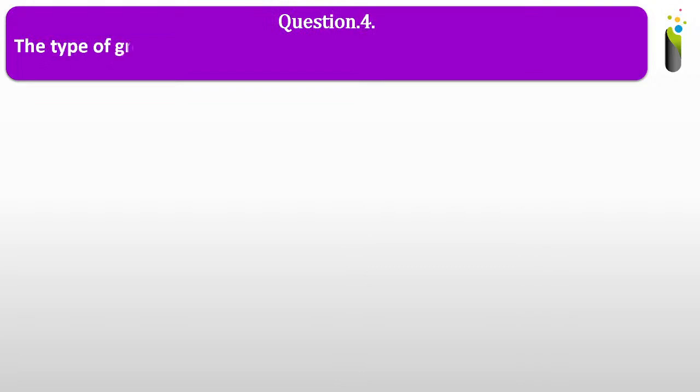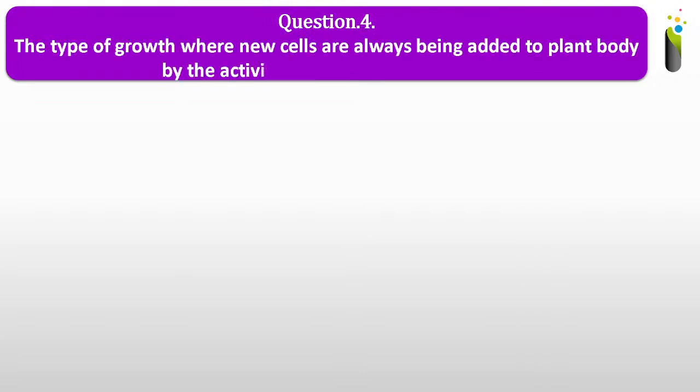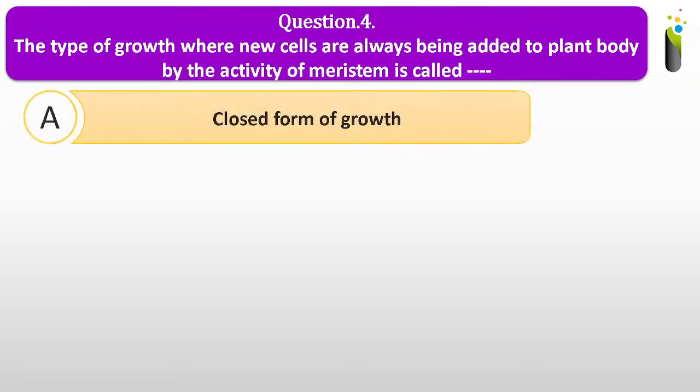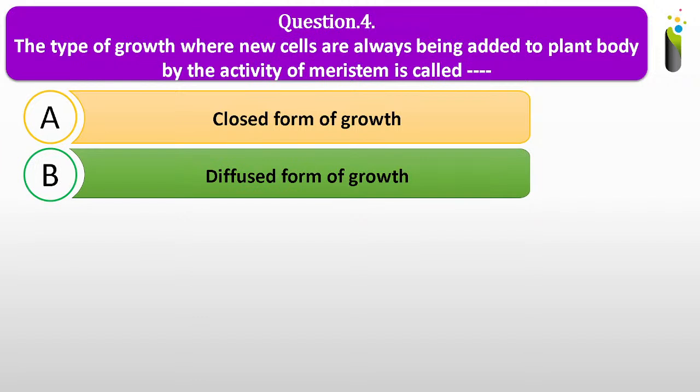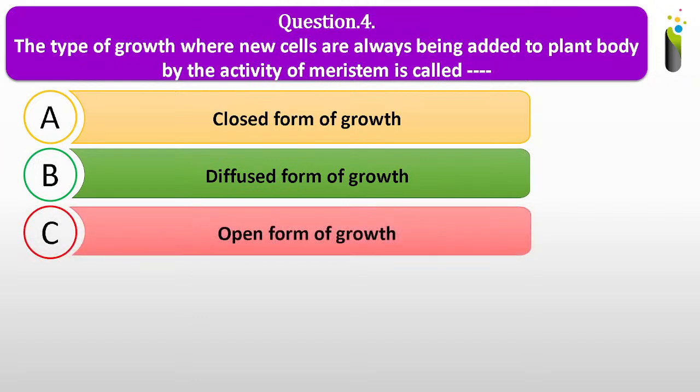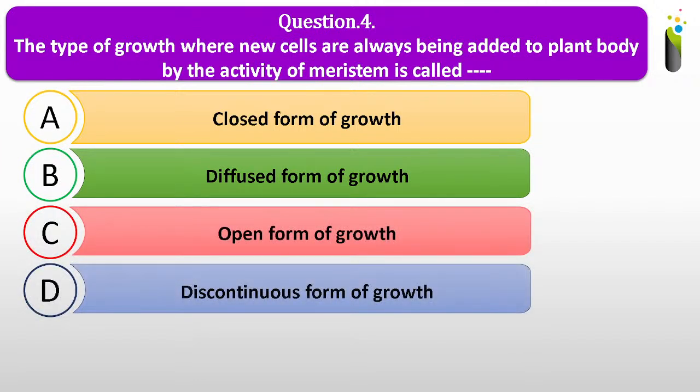Question number 4. The type of growth where new cells are always being added to the plant body by the activity of meristem is called as dash. A. Closed form of growth. B. Diffused form of growth. C. Open form of growth. D. Discontinuous form of growth.